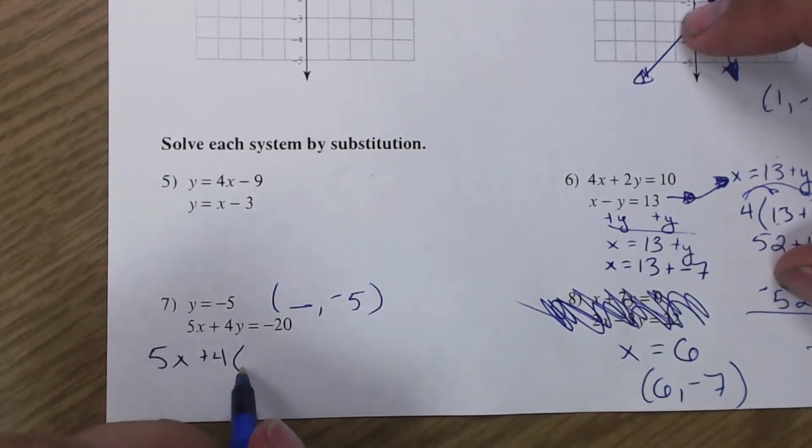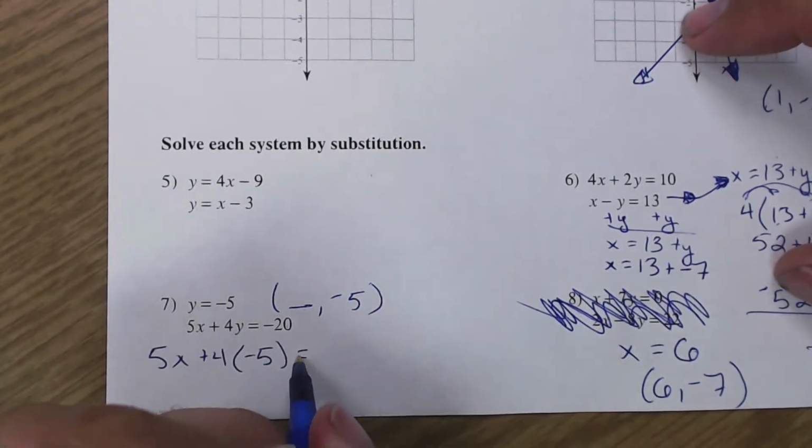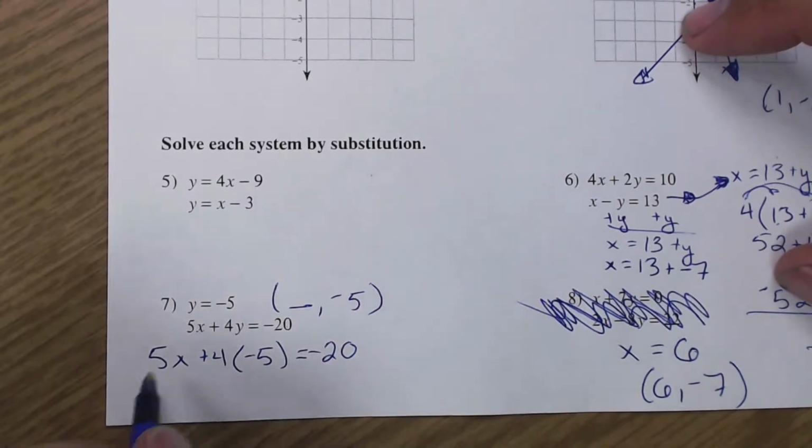5x plus 4 times whatever I know y is. Well, 4 times -5, that is -20. So I'm going to add 20 to both sides.